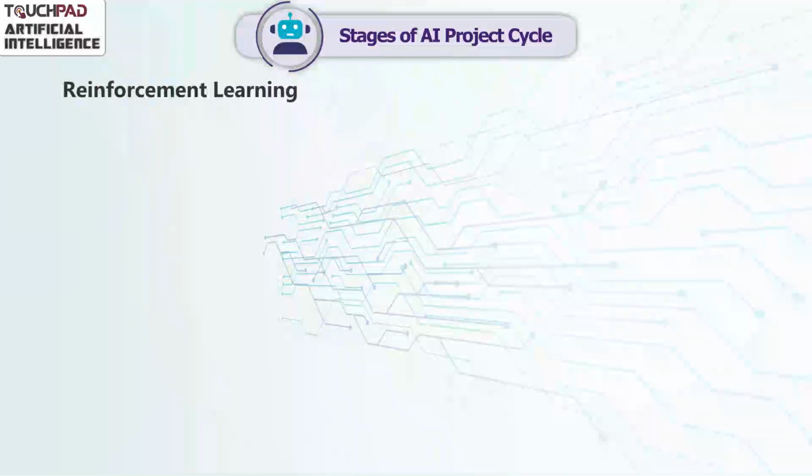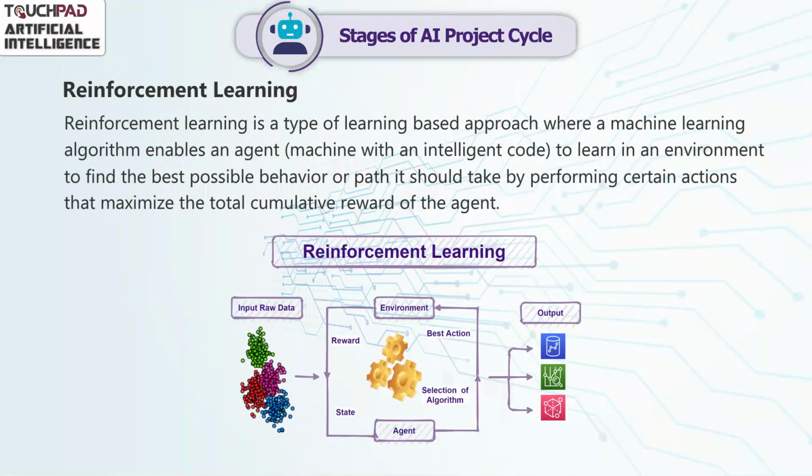Reinforcement learning. Reinforcement learning is a type of learning-based approach where a machine learning algorithm enables an agent, machine with an intelligent code, to learn in an environment to find the best possible behavior or path it should take by performing certain actions that minimize the total cumulative reward of the agent.